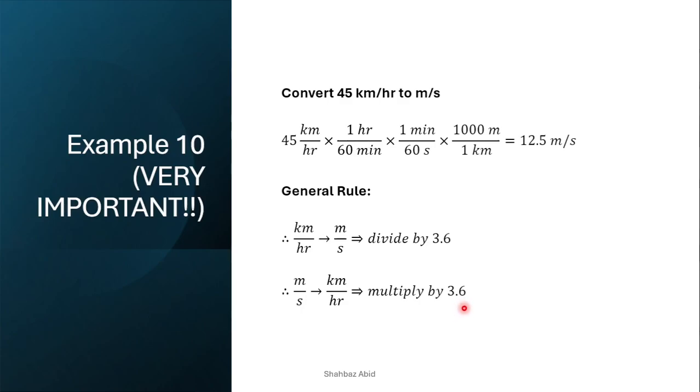So this example is actually very important in the case of further chapters which we will discuss later on in this course. So km/h to meter per second is the most important conversion. So that's why it's worth mentioning a general rule for that. But again, if you forget this number, just in case, you can do this lengthy conversion to get your desired answer.